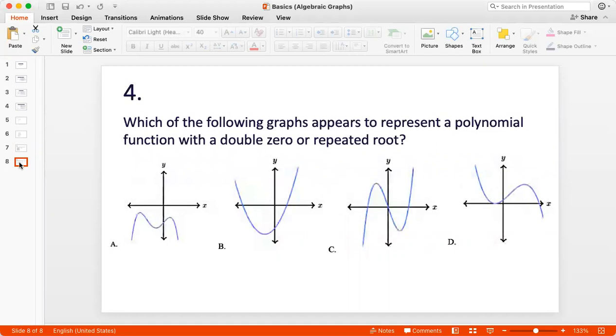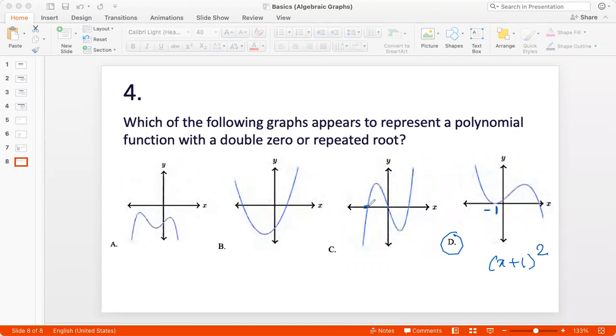Question 4, which of the following graphs appears to represent a polynomial function with a double zero or repeated root? Double zero or repeated root, as we have said, is represented on the graph when the graph turns from the x-axis. And I can clearly see that in option D, there seems to be a repeated root here. So let's say this is -1. So when I write down this as a polynomial, I would have a term like (x plus 1) the whole squared, because that's a repeated root there.